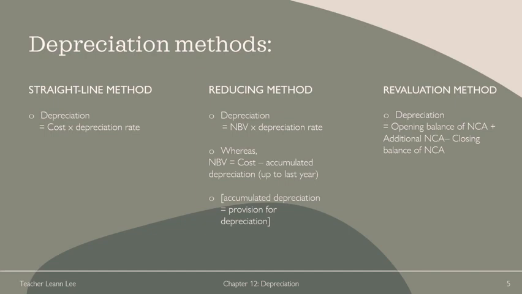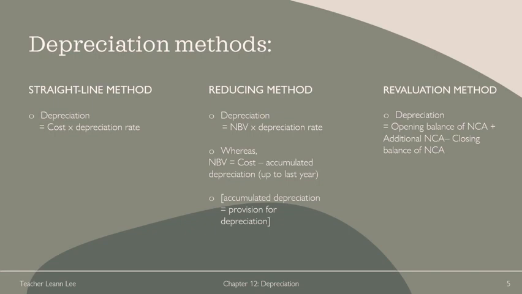So what if your company is using the straight line method to calculate the depreciated value of the NCA? We use the cost price, the original cost price from the day one that you purchased, times the depreciation rate. It could be 10%, 20%, depending on the company. The reducing method is depreciation equals NBV times depreciation rate. NBV is the net book value, the current market value of your asset.